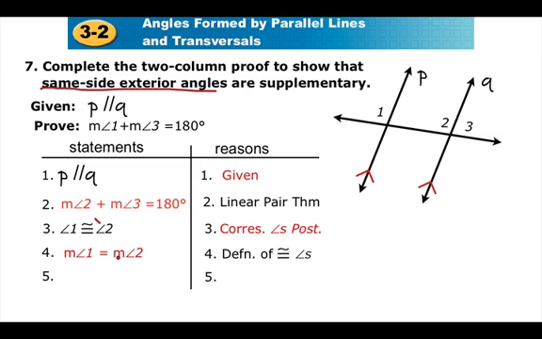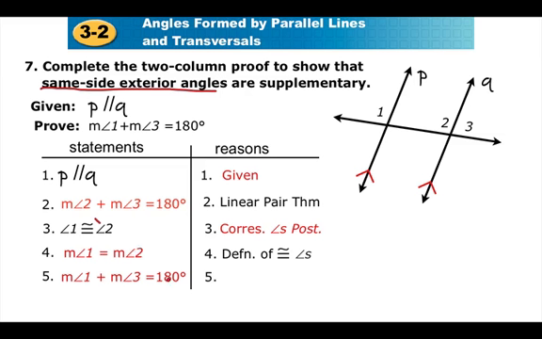Now, notice that my goal was to have 1 and 3 equals 180. I have 2 and 3 equals 180. So guess what I'm going to do here? Instead of writing angle 2, I'm going to substitute, and then I'm going to end up with 1 plus 3, which is what I have here, equals 180.